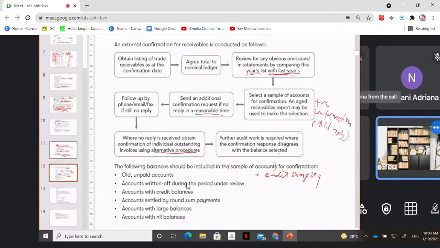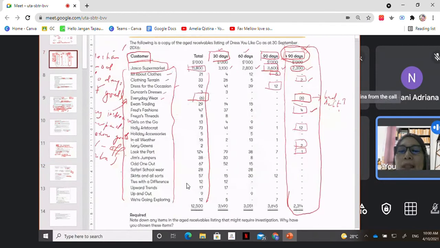So which account you want to choose? Normally you will look at the old or unpaid account. So this what I thought just now, old. So this is old account. More than 90 days does not pay. Old account.